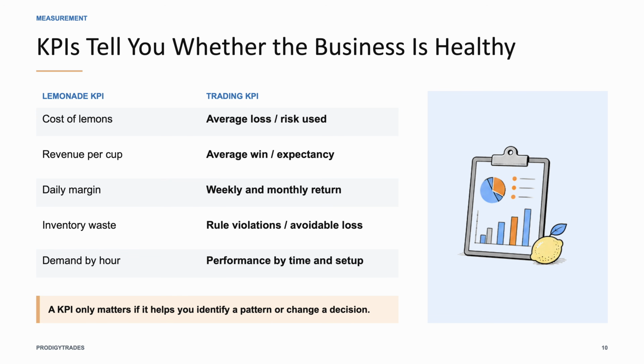Every real business uses KPIs. ICT speaks on this a lot. A lemonade stand might track the cost of lemons, revenue per cup, daily margin, wasted inventory, and which hours produced the most demand. In trading, you can track average loss relative to risk used, average win, expectancy, weekly and monthly return, drawdown, and performance by setup or time window.